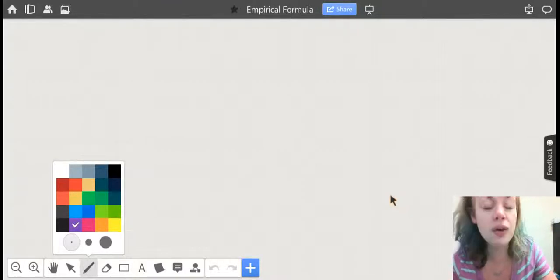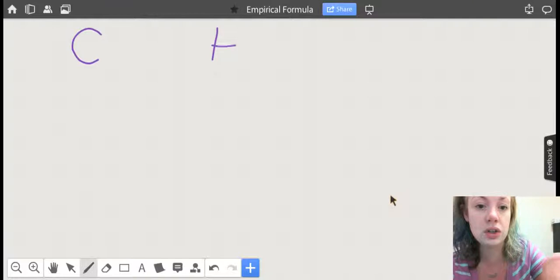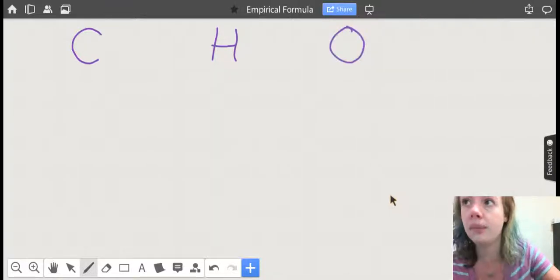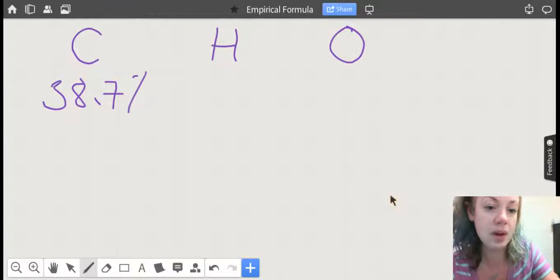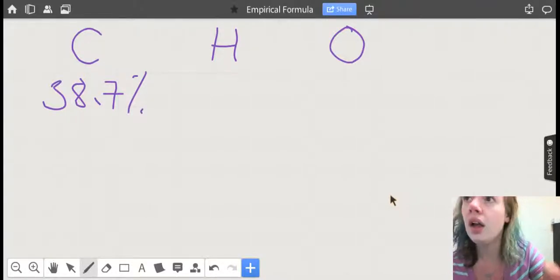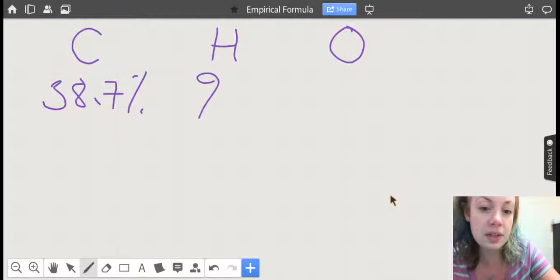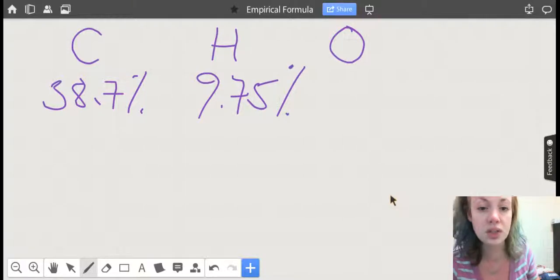So I have a compound that's composed of 3 elements: carbon, hydrogen, and oxygen. Now, 38.7% of this compound is made up of carbon. 9.75% is made up of hydrogen. Now, it doesn't matter if you get given percentages or masses, these calculations are done in exactly the same way.